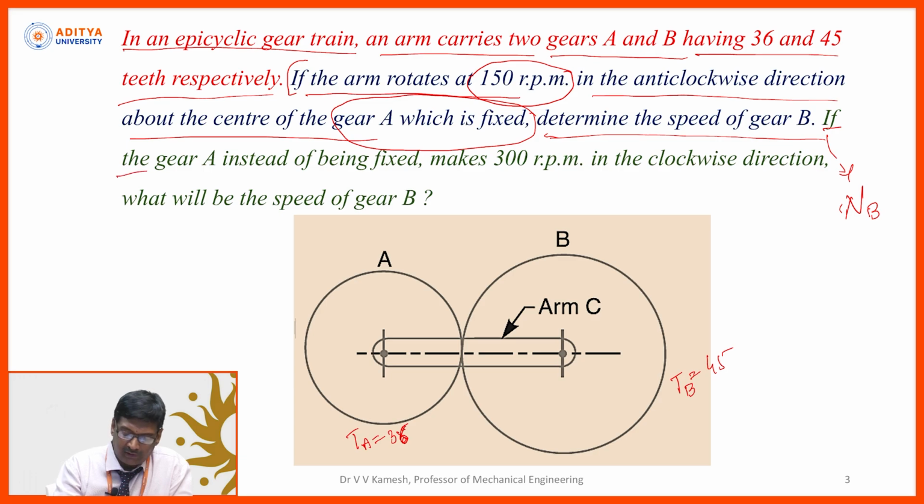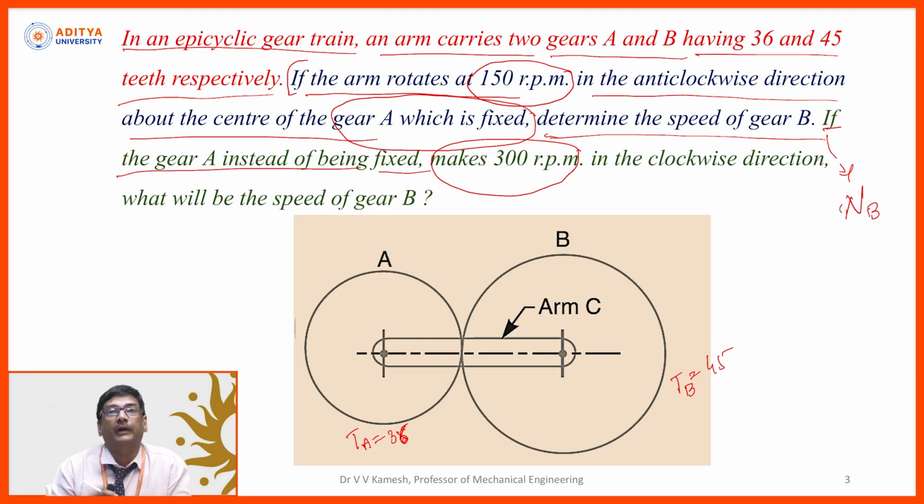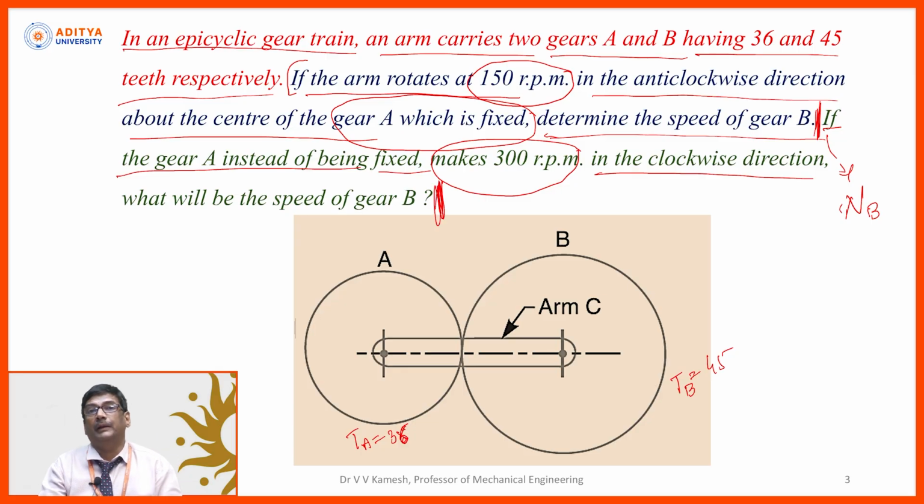If the gear A instead of being fixed makes 300 RPM, that means we are going for second condition, in the clockwise direction. So, from here to here we need to calculate NB again. So, you can make it as NB dash. For the first one, if the arm rotates at 150 RPM and gear A is fixed, what is the velocity or the speed of gear B?